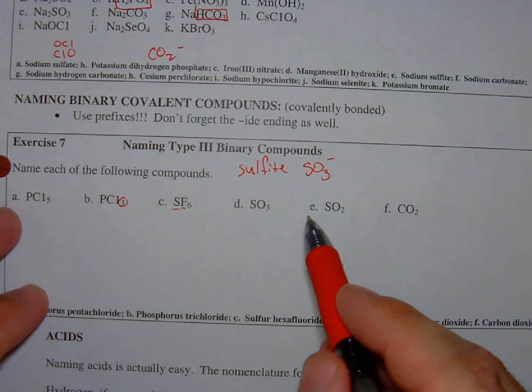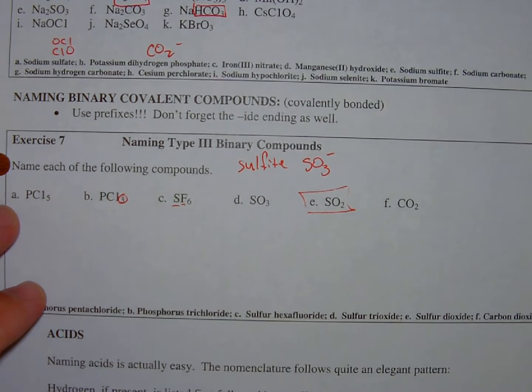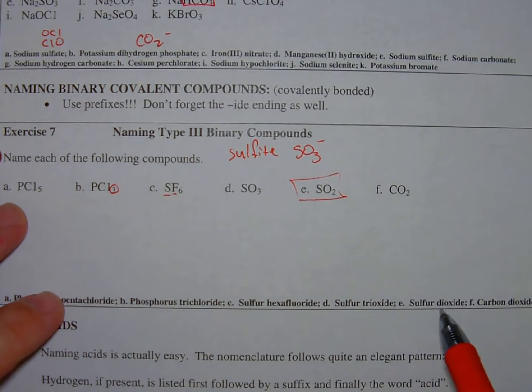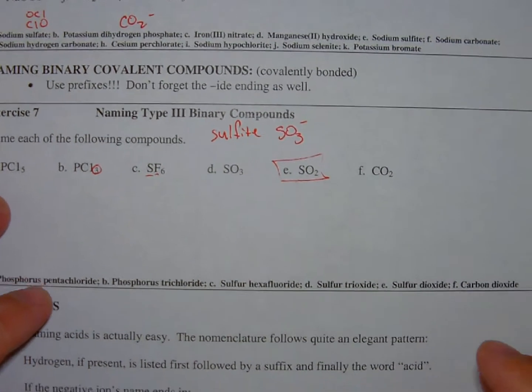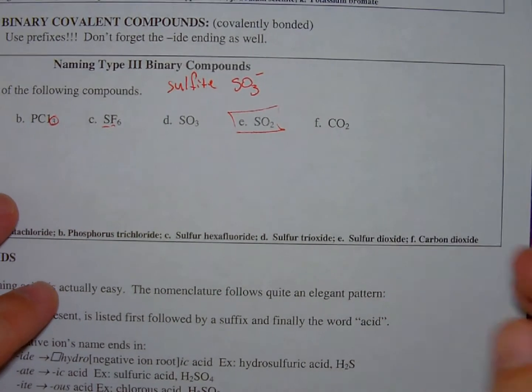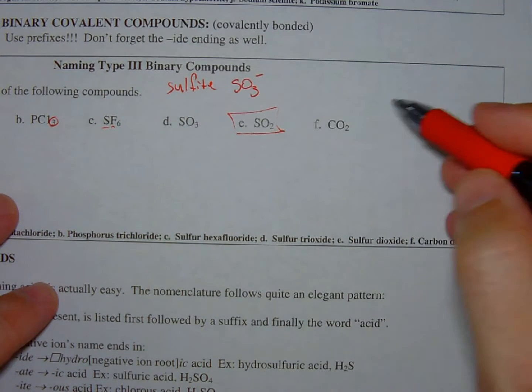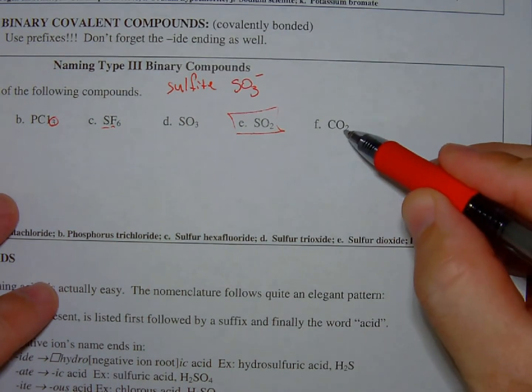And here's one that you hear a lot, especially when you're studying volcanoes in earth science. Sulfur dioxide. And then lastly, one that everyone knows by sight, carbon dioxide.